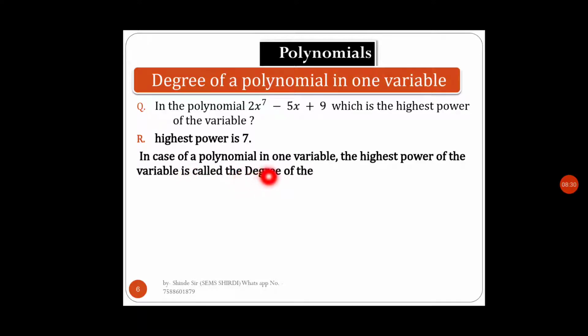In the case of a polynomial in one variable, the highest power of the variable is called the degree of the polynomial. In this example, 2x^7 - 5x + 9, the highest power is 7. That is why the degree of this polynomial is 7.